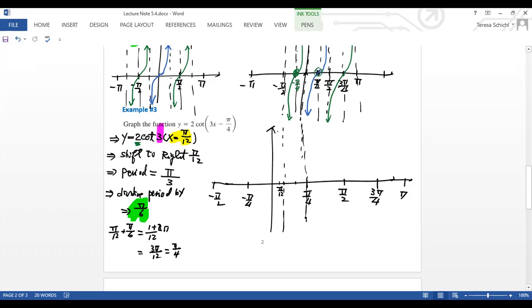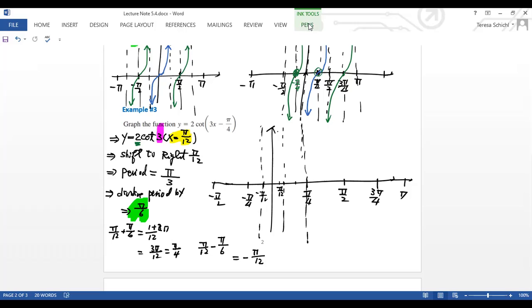So I'm going to have my asymptote here. The same way, you can figure out the other asymptote: pi over 12 minus pi over 6, which gives you negative pi over 12. Let's graph negative pi over 12, it's here, and I can have my asymptotes here.